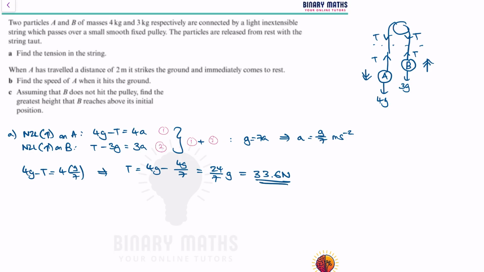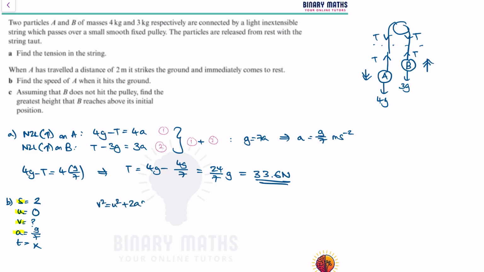When A has travelled a distance of 2 meters, it strikes the ground and immediately comes to rest. Find the speed of A when it hits the ground. So if we set up SUVAT, it travels 2 meters. Initially, the particle is released from rest, so U is 0. We're trying to find the speed when it hits the ground, so this is our final velocity. We know acceleration, we just worked it out, is g over 7. Time, we don't know.